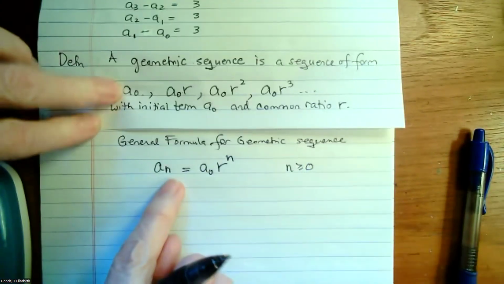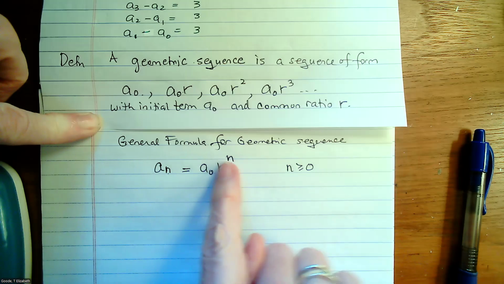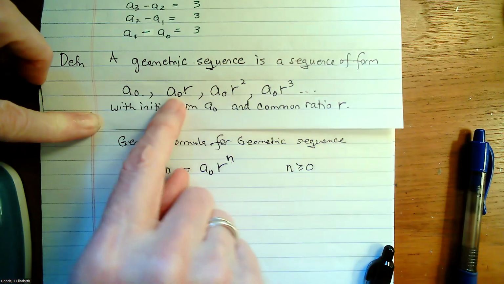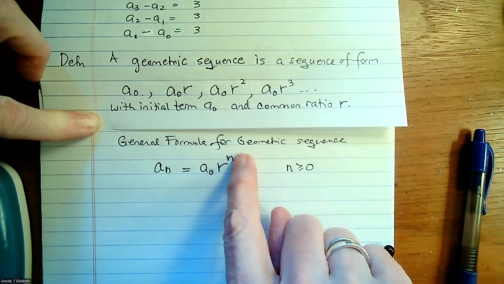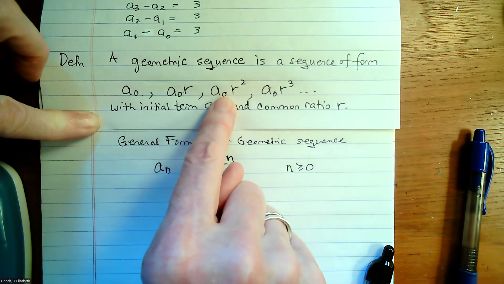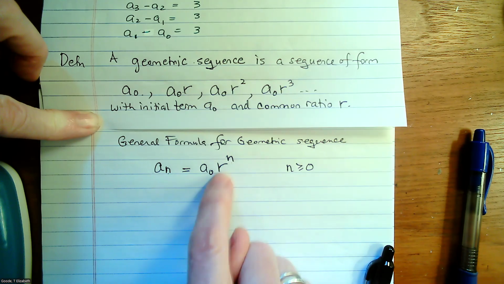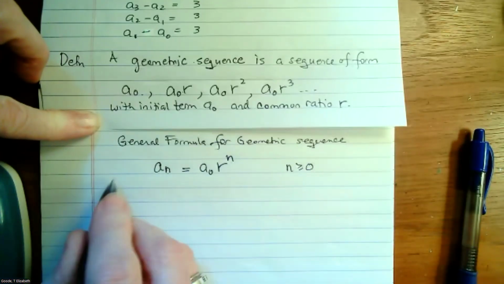Think about it. When n is 0, the exponent is 0, and R to the 0 is 1. So A naught just equals A naught times 1. When we're trying to get the next term, A1, n is 1, well, it's A naught multiplied times R once, R to the 1. If we want to get term A sub 2, we take A naught and we multiply by R twice. In other words, by R squared, because multiplying by R times R again is multiplying by R squared.